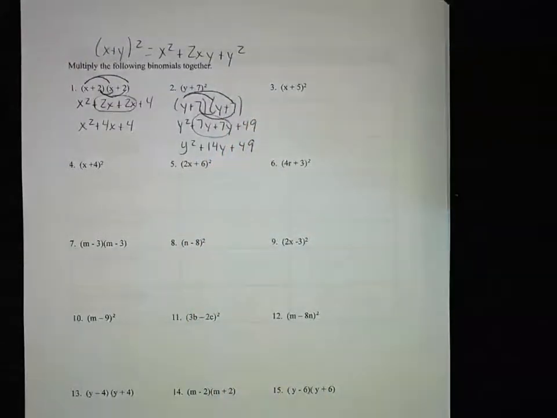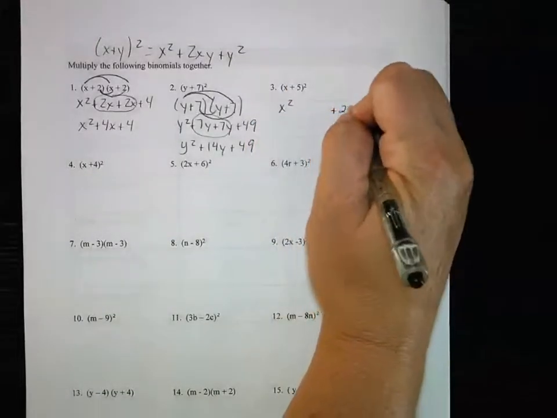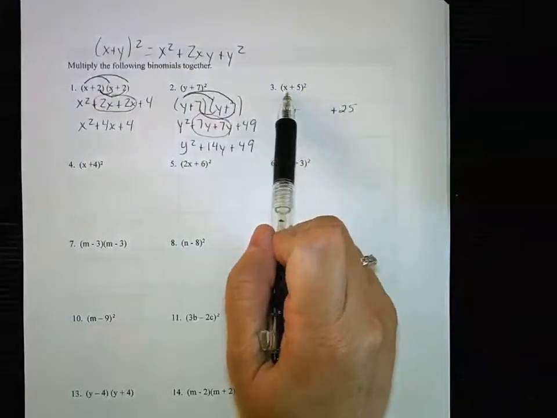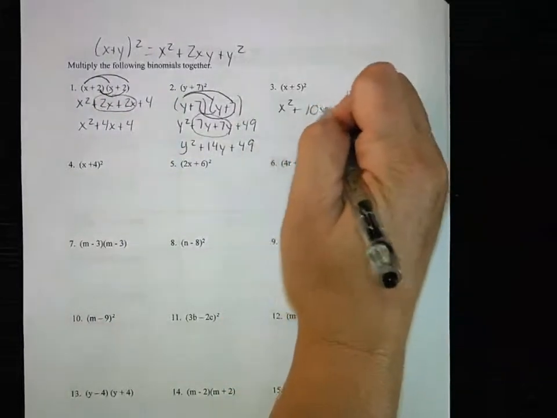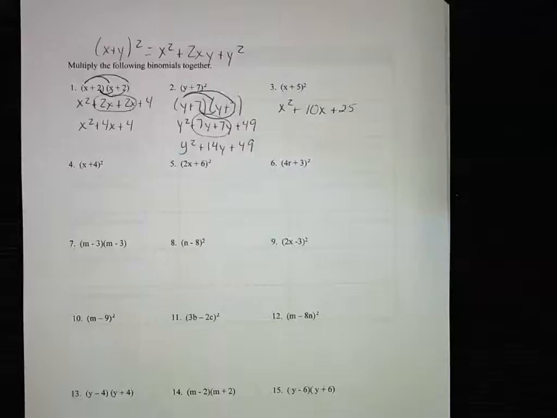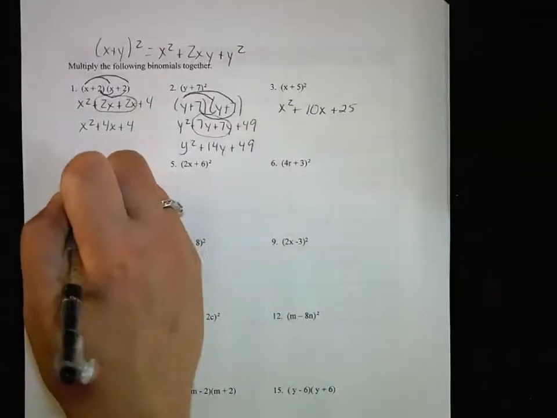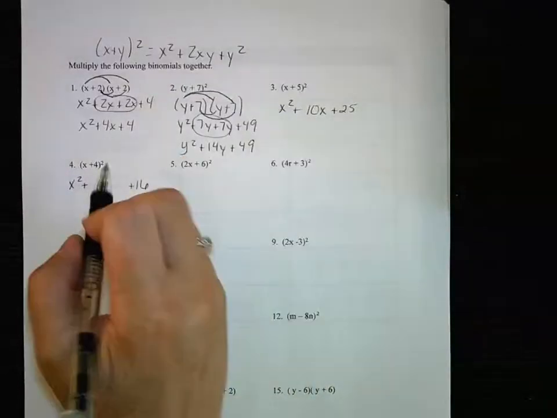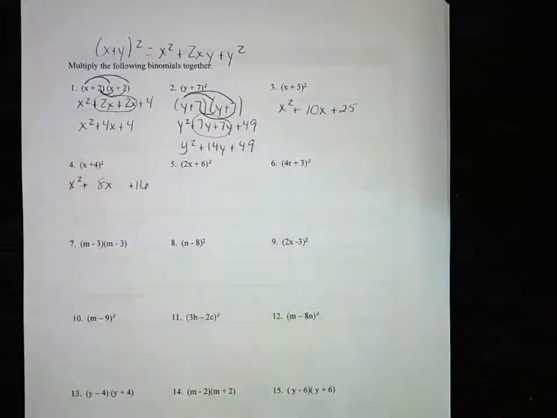Some of you might be able to look at number 3 and 4 now and say square your first, square your last. And then for the middle term, 5 times x is 5x. You have to double that and get 10x. If you can't do that, keep writing them out and multiplying. Number 4, you might be getting to the point where you can square the first one, square the last one, and then the middle term, 4 times x is 4x, and then you double that.